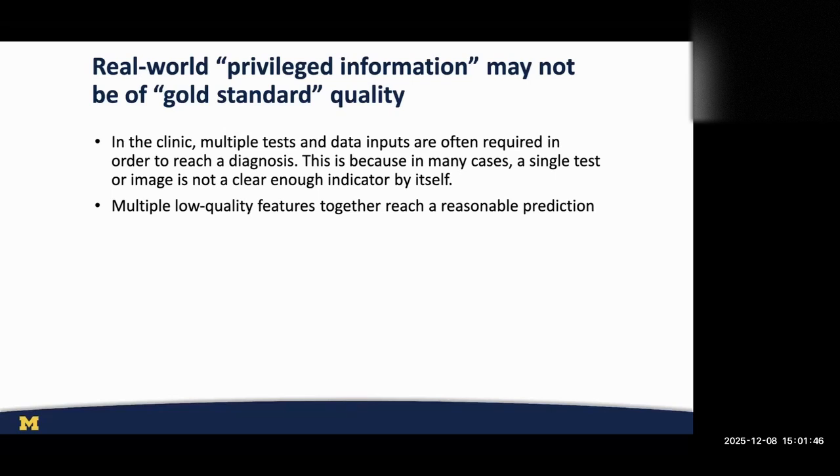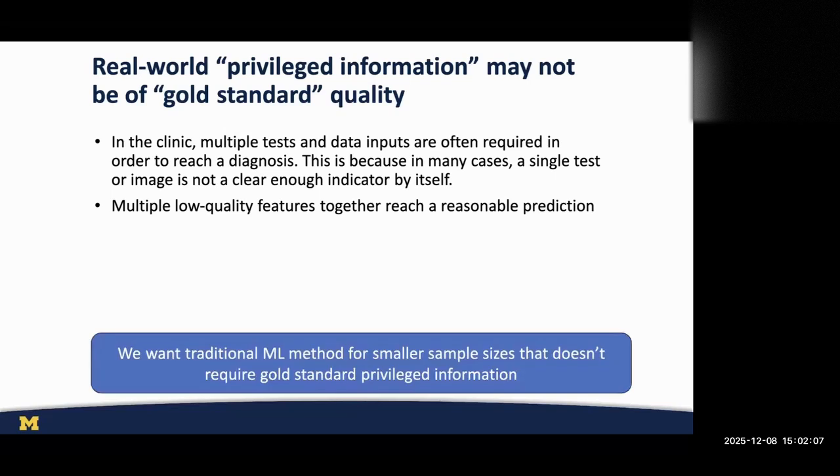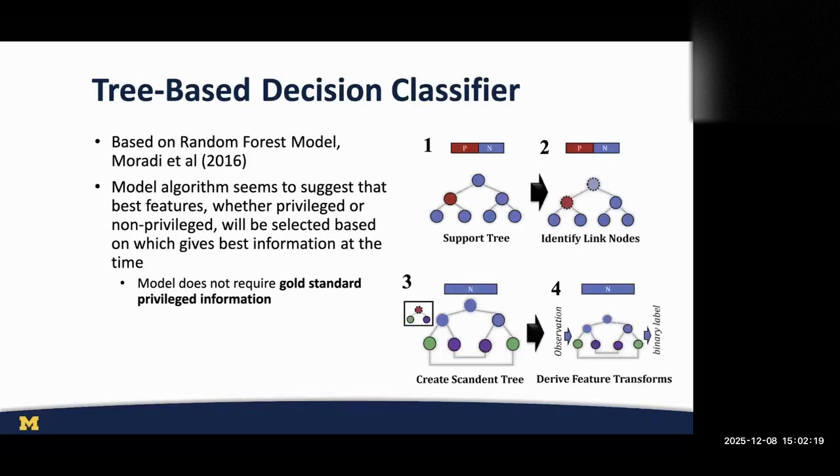In the clinic, there's not really many cases of something being gold standard. Usually physicians need to take multiple tests. They need to get multiple types of images in order to determine if a patient has some type of condition. So one test, one image is not usually a clear enough indicator by itself. So we need multiple low quality features to reach a reasonable prediction. Therefore, we want a traditional machine learning method for smaller sample sizes that doesn't require this gold standard privileged information.